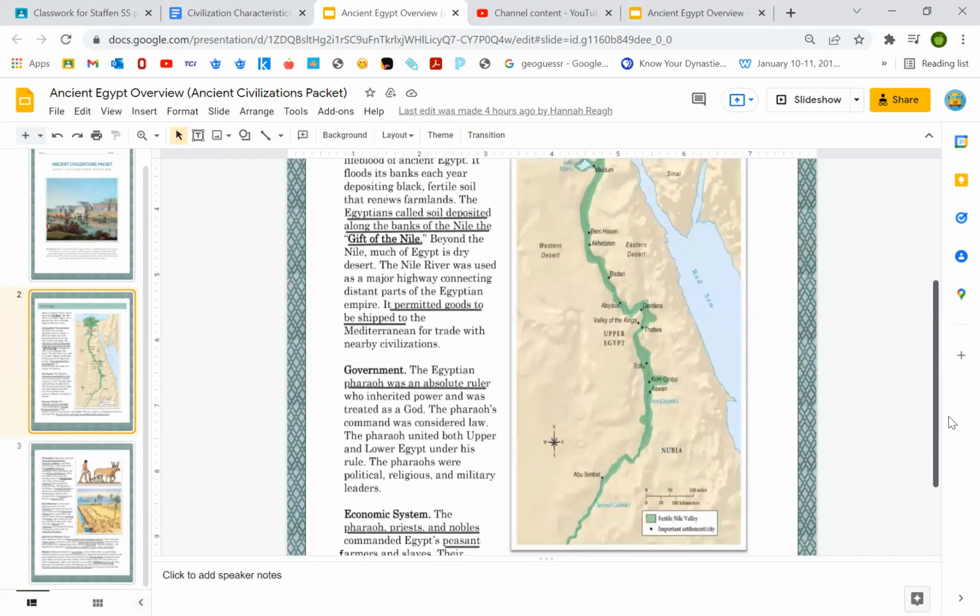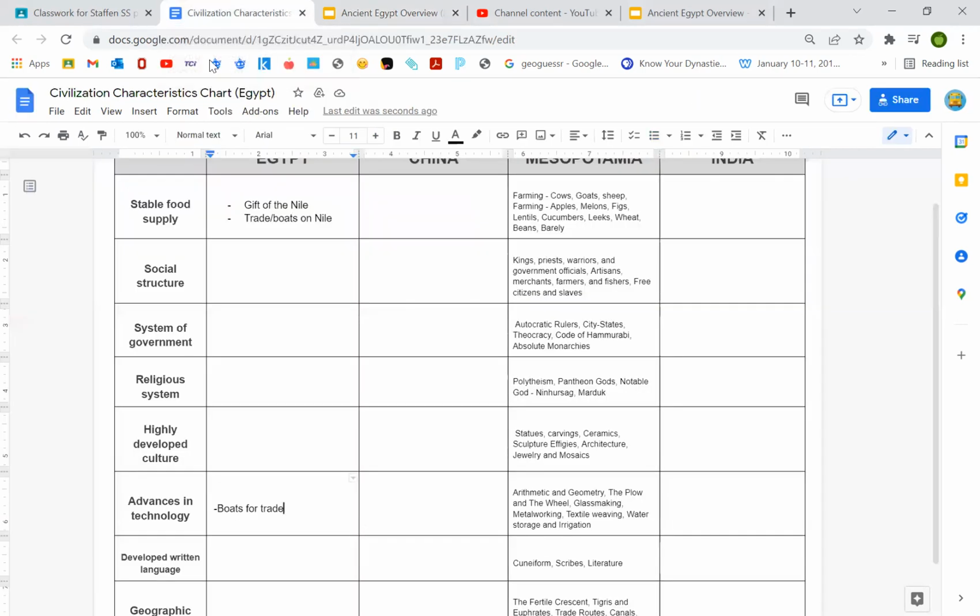Government. Pharaoh was the absolute ruler, treated as a god. So for a system of government, you could put Pharaoh. Because he was treated as a god, you could also put Pharaoh here.